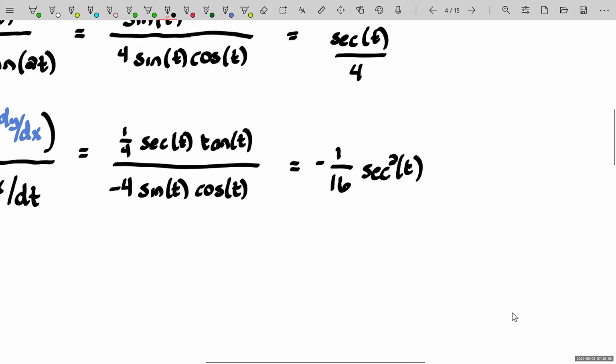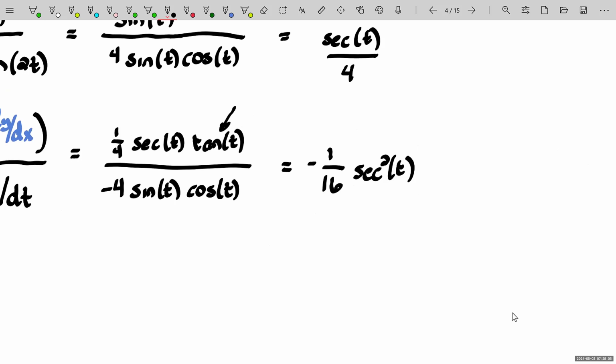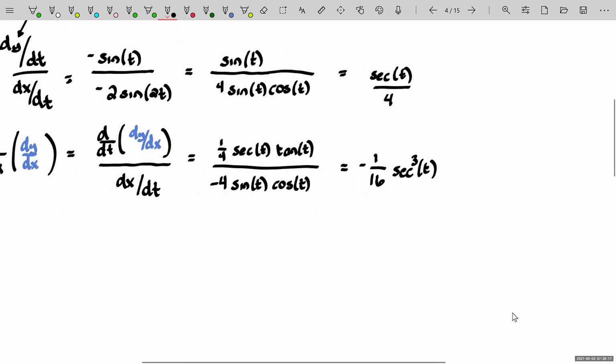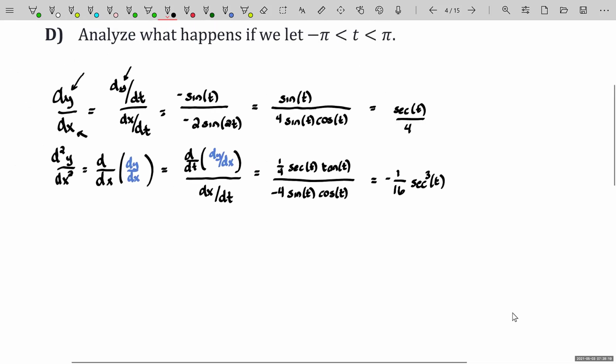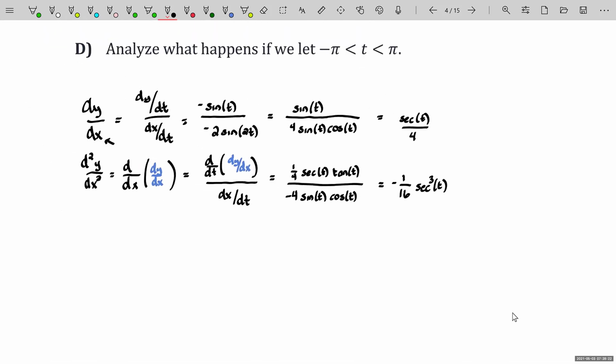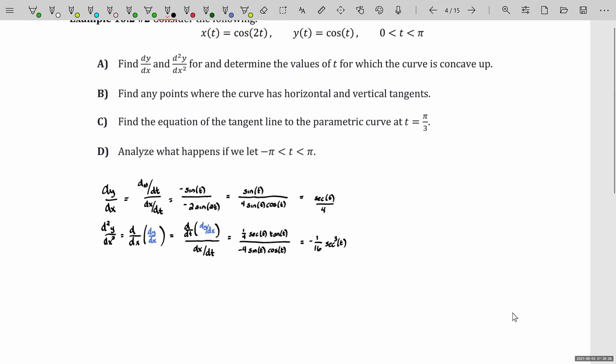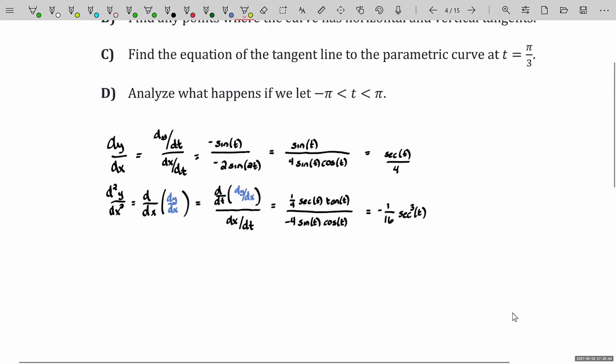Perfect. And again, tangent is sine over cosine. Those sines will cancel. So we have a 1 over cosine again, which will make this a secant cubed. And that is completely done as far as dy/dx and the second derivative of y with respect to x. That's what they asked us to do. But then this part A is actually fairly compound because they're saying determine the values of t for which the curve is concave up. So we want to know when the second derivative of y with respect to x is positive.